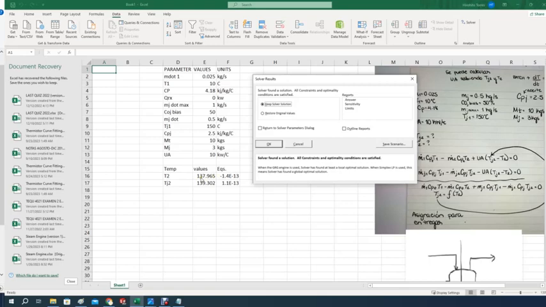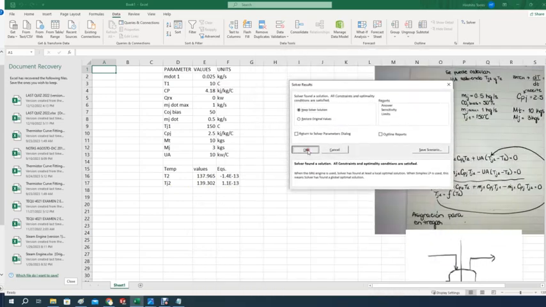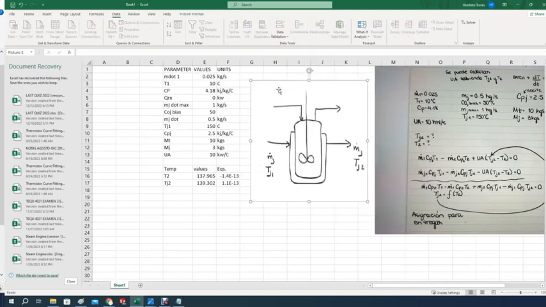If I want to stay on the liquid phase, that means that vessel is under pressure. And TJ2 dropped to 139. Let's go back here. Those are the temperatures I'm getting at the exit, with very good precision. E to the minus 13 is basically 0. So it's 137 for T2 and 139 on the jacket side.